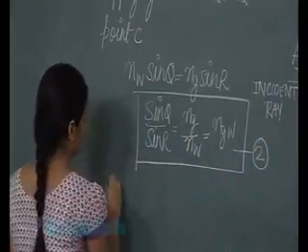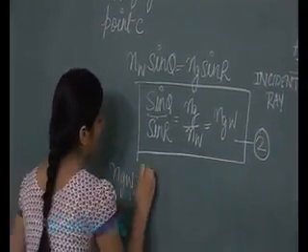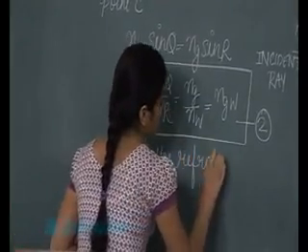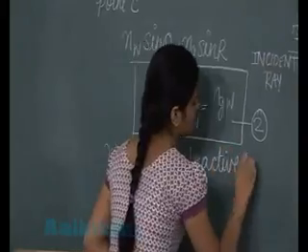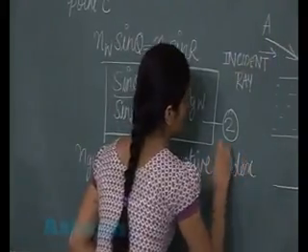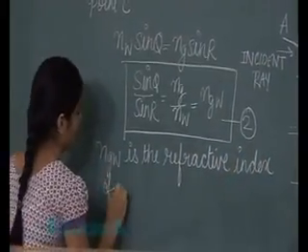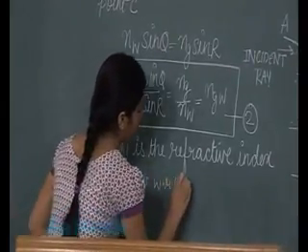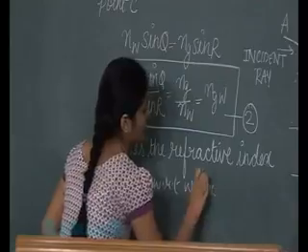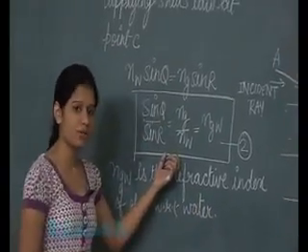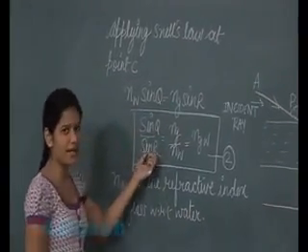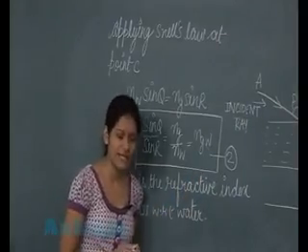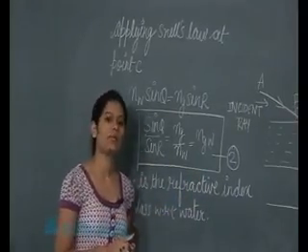Now student, Ngw is the refractive index of glass with respect to water. So student, we get this equation, that is sin Q by sin R is equal to Ngw, by applying Snell's law at point C. Now we will apply Snell's law at point D.